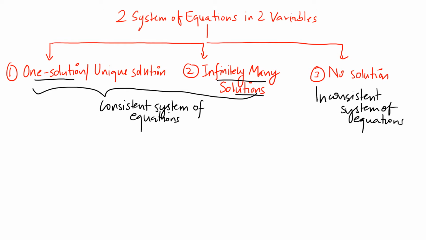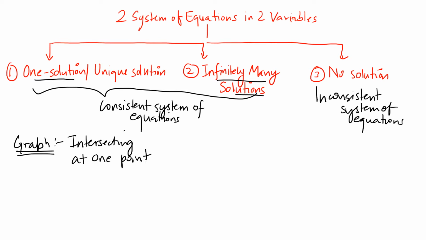Now let's see what the graph will look like. The graph for one solution will be intersecting at one point. So the two system of equation will have different slopes. So the two lines or the two system of equations will have different slope m1 and m2.